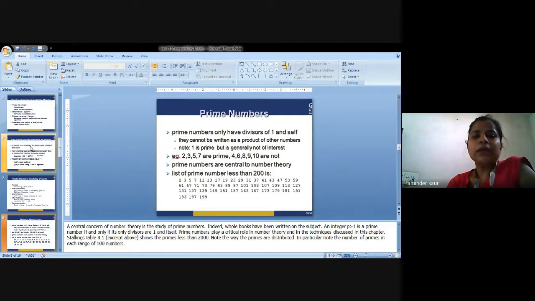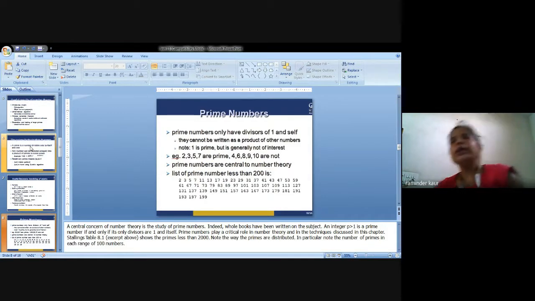So the central concern of number theory is the study of prime numbers. Indeed, why do we need prime numbers? Because many algorithms are directly concerned with choosing two relatively prime numbers.